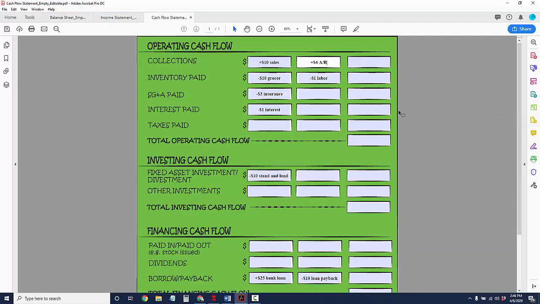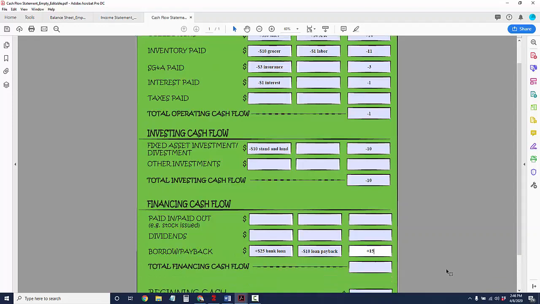Okay, so now we can finish the cash flow statement. We have plus 14 here. We have minus 11 here, minus 3, and minus $1 in interest. That brings us to negative operating cash flow of minus 1. We also had fixed asset investment of minus 10, so we have negative investing cash flow of minus 10. And we had financing cash flow through the bank loan, and that was a positive cash flow of 15 under borrow payback, and that brings us to a positive total financing cash flow of 15.